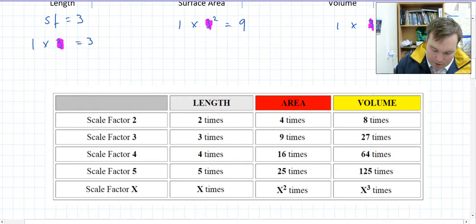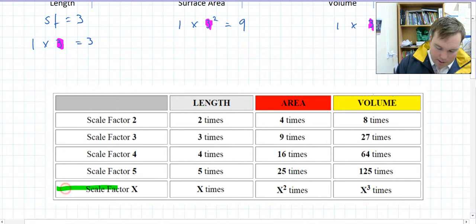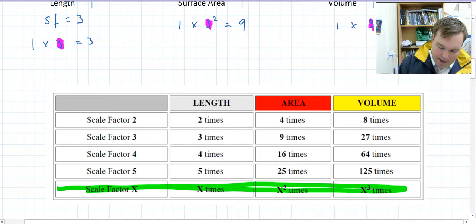Essentially here, if the scale factor is 4, then the area is 16 times larger. Volume 64 times larger, etc. If you don't want to copy that whole table in, then really it's just that line there that's the most important.